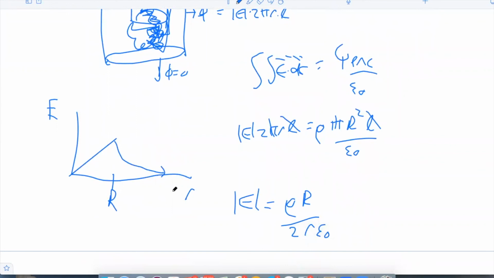Just like a line of charge. The electric field from a single line of charge looks just like this. It goes like 1 over r. So far away, a cylinder of charge looks like a line.